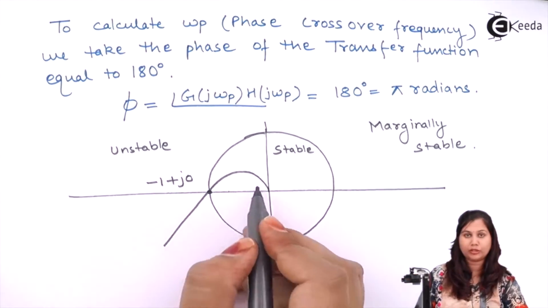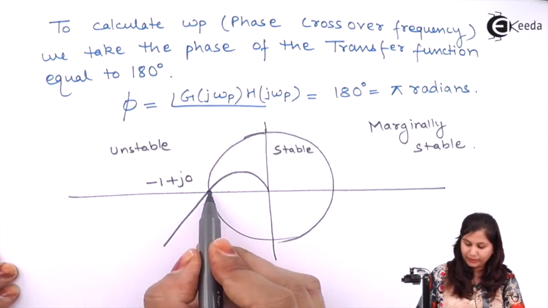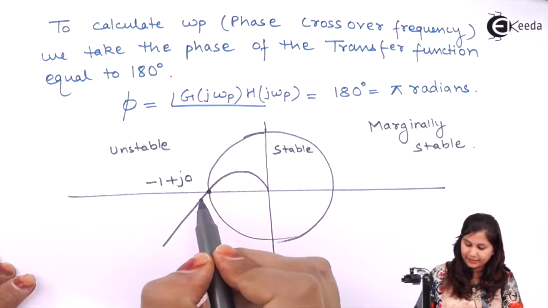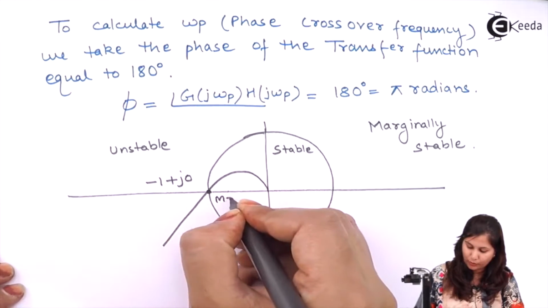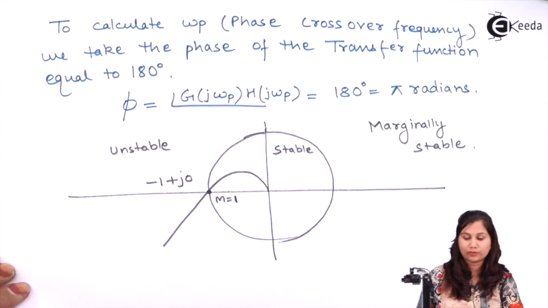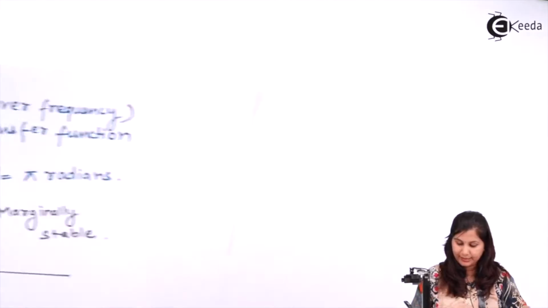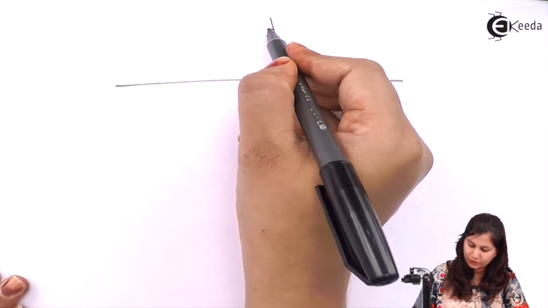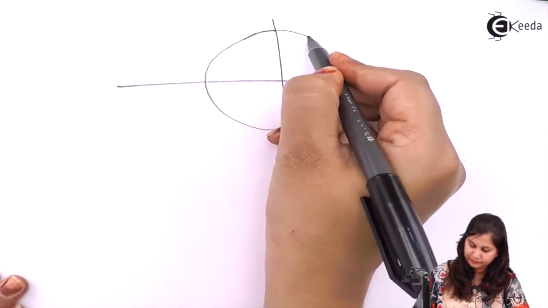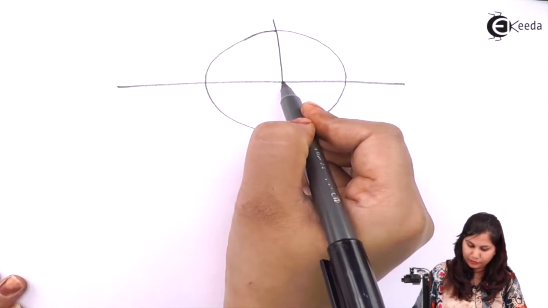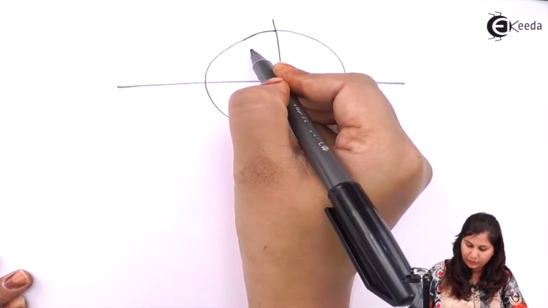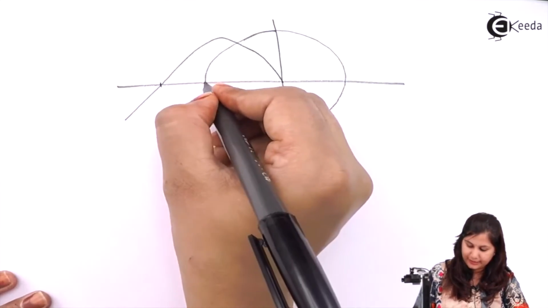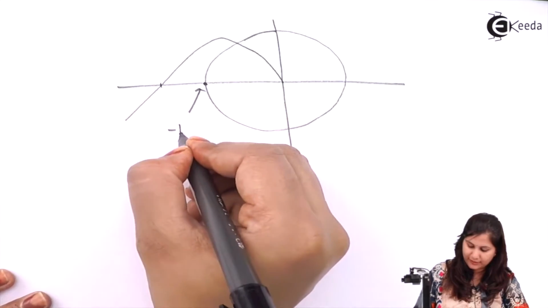When this polar plot is crossing this point, M is less than 1 inside this; here M will be equal to 1, magnitude is equal to 1. An unstable system: this is the unit circle, and the polar plot is going outside this unit circle. This is the point -1 + j0.